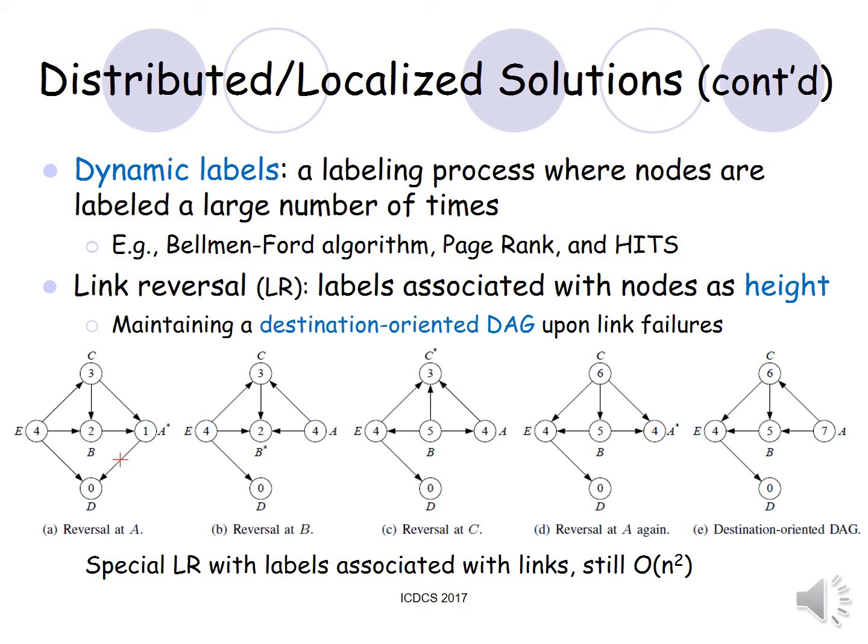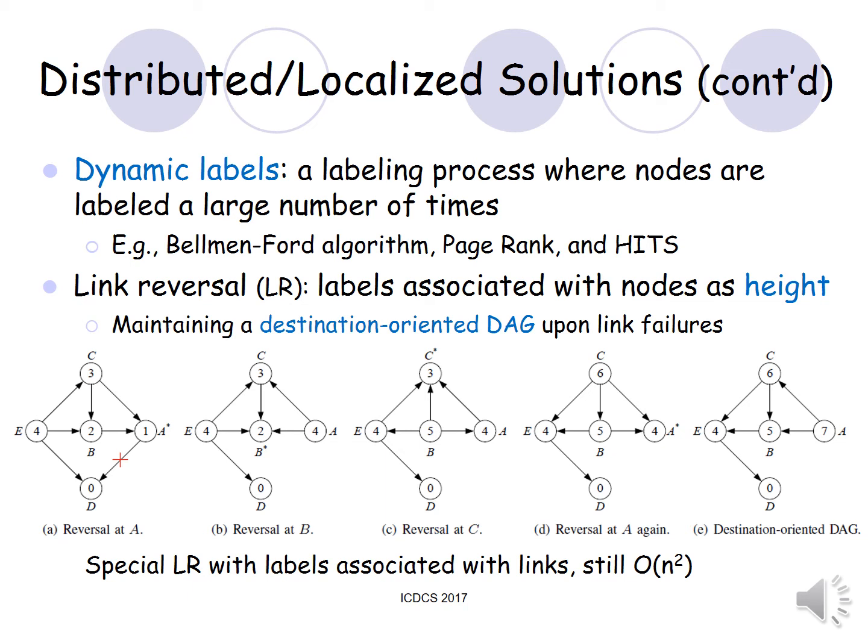Another one is through dynamic label. By dynamic, we mean that each node is labeled a large number of times. There are many examples in networks and distributed systems. For example, the Bellman-Ford algorithm, and PageRank, which is recursively defined based on the neighbors' ranks.